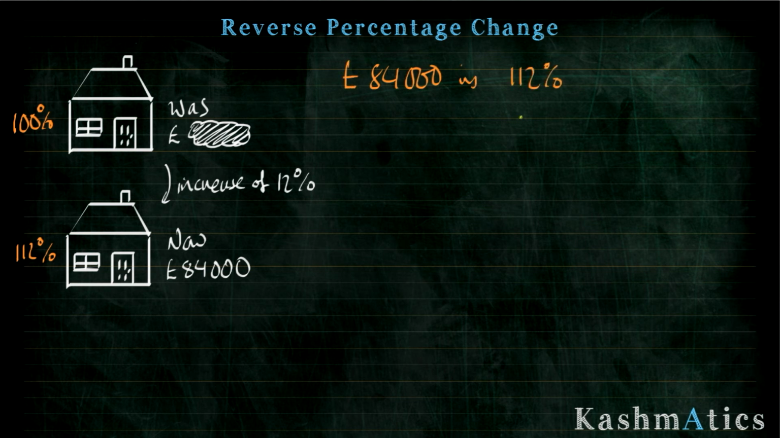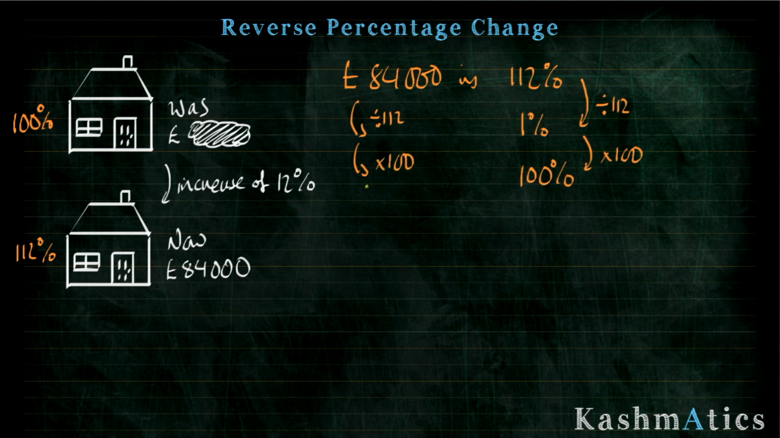So just like before, I need to get down to 1% and then back up to 100%. So I would divide by 112 in this case, because that's the percentage that it is currently, and then multiply by 100. And I do exactly the same on this side. So I divide by 112 and multiply by 100 to give me £75,000. So this house was worth £75,000 originally.